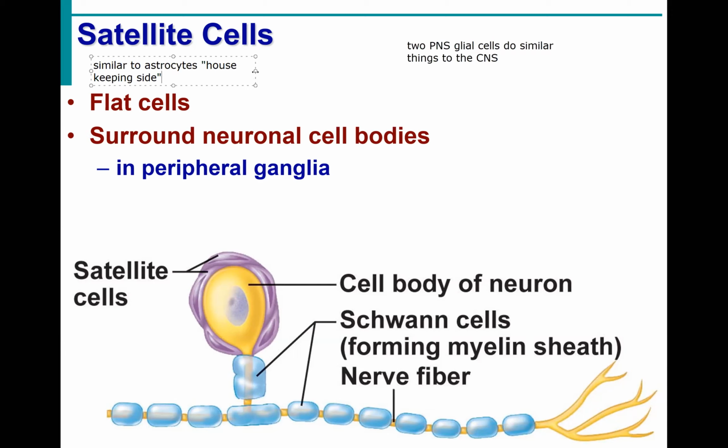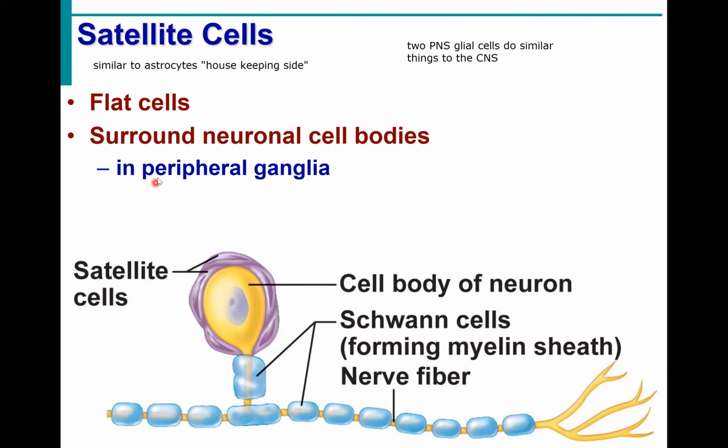They don't form a blood-brain barrier the same way, but as you can see in this illustration, you can also see why they get the name satellite cells, because they surround the cell body like satellites revolving around it in orbit. They surround that centrally located cell body.